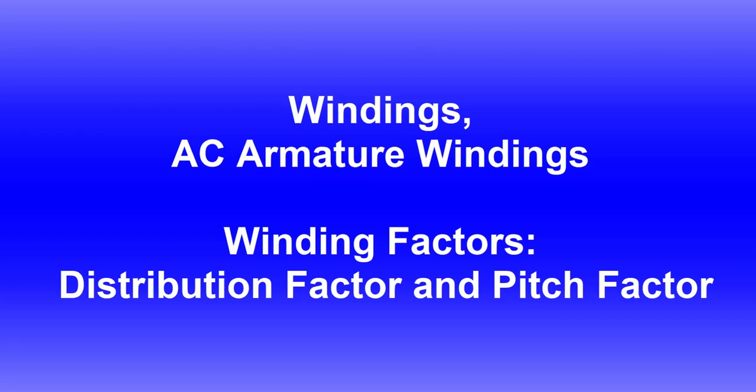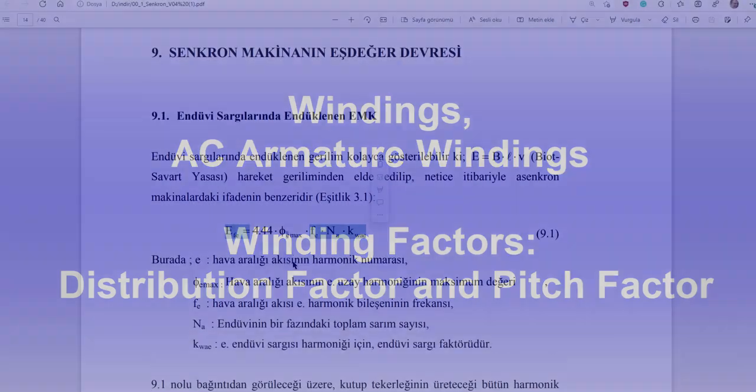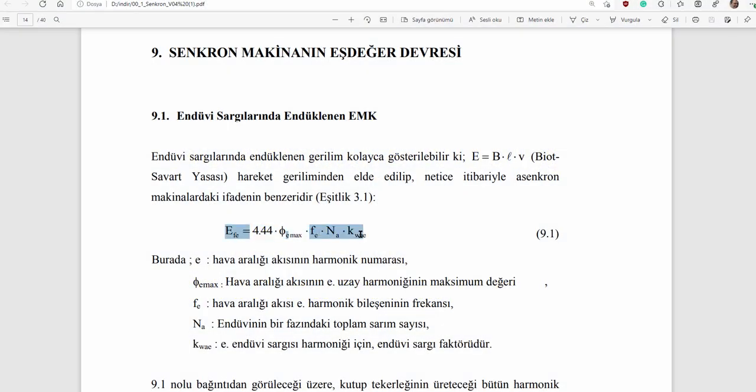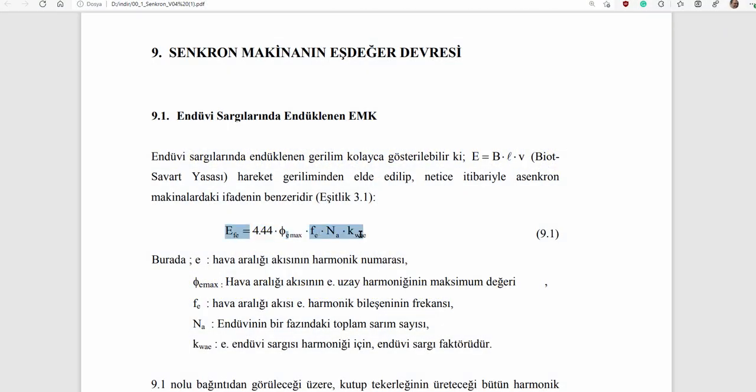Now we are about to deal with the induced EMF equation in induction or synchronous machines. The same equation appears in synchronous and induction machines. There is something different, which is Kw, the winding factor of the armature.